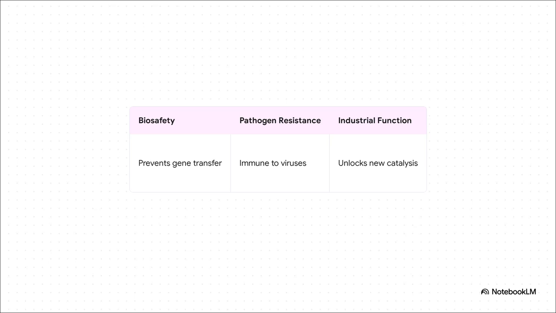But it gets even better. Because its genetic code is literally alien, it is completely immune to every natural virus and bacteriophage on Earth. The virus just doesn't have the biological key to infect it. This safely unlocks incredibly robust industrial production systems capable of manufacturing novel drugs and chemicals nature never even dreamed of.